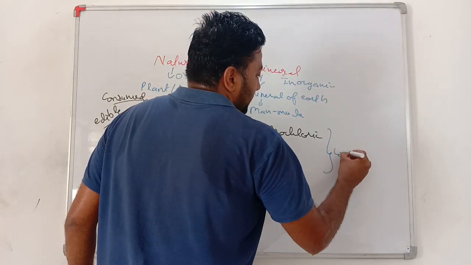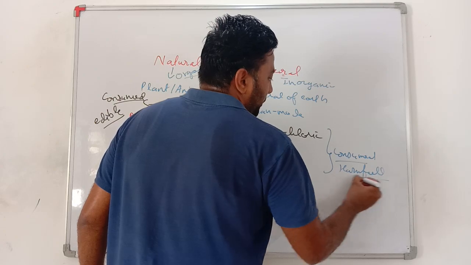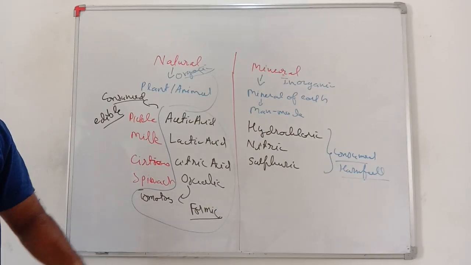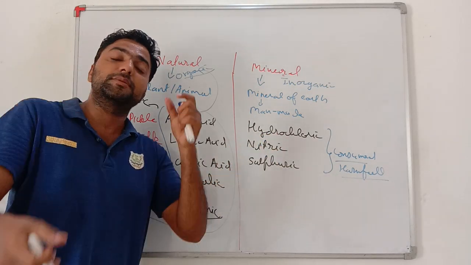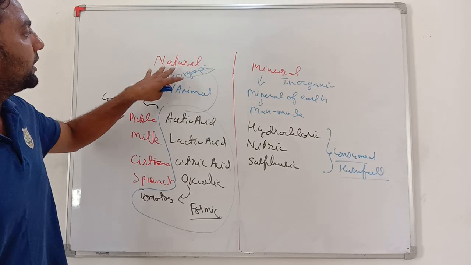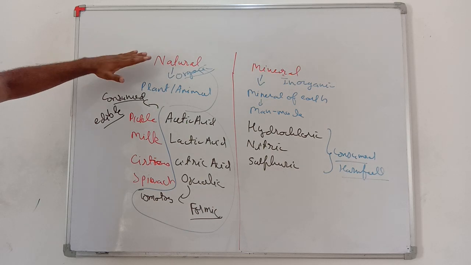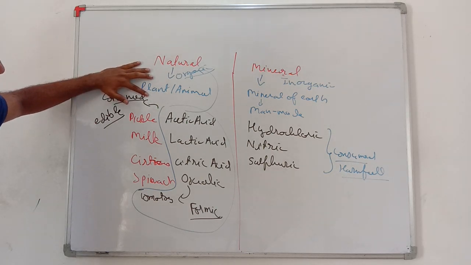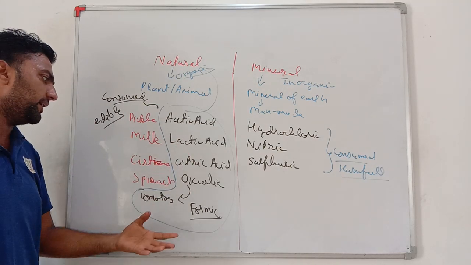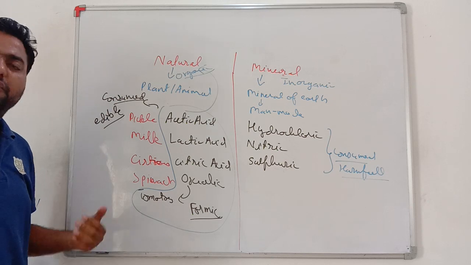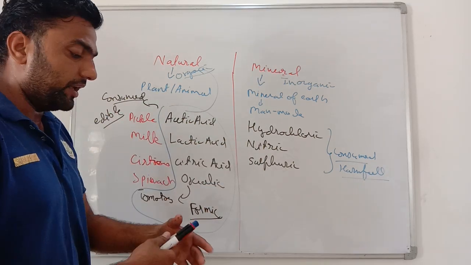These acids cannot be consumed and are very harmful. If they fall on our body, our body will get harmed. Even in our stomach, for protection from hydrochloric acid, mucus is released by the stomach. So, very important: natural acids and mineral acids. Natural acids we are getting from plants and animals, and these can be consumed by humans. Acetic acid, lactic acid, citric acid, tartaric acid, oxalic acid, formic acid, and mineral acids such as hydrochloric acid, nitric acid, and sulfuric acid.